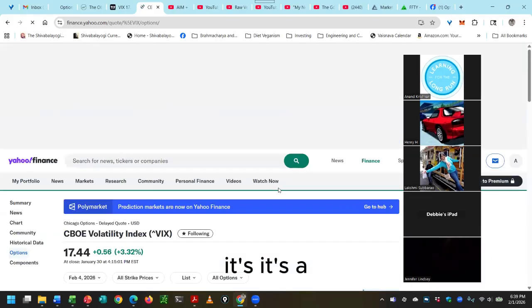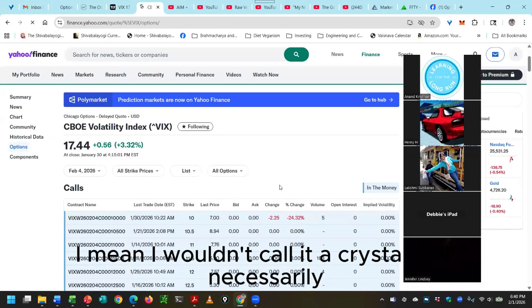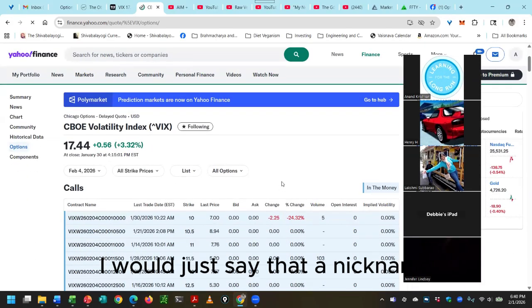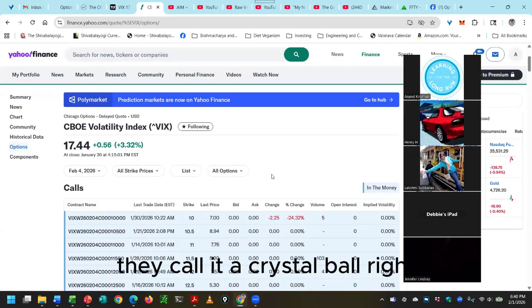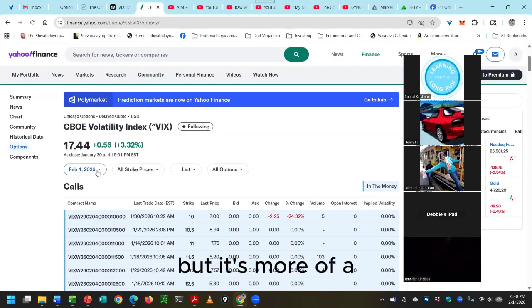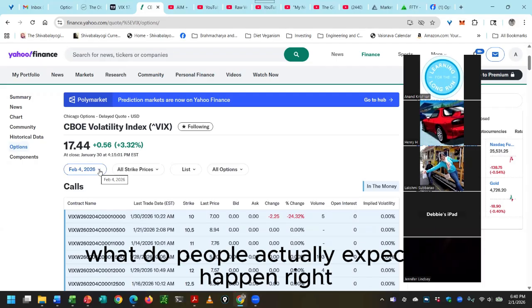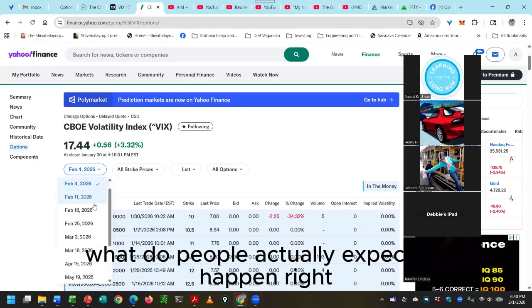Yeah, I wouldn't call it a crystal ball necessarily. It's just a nickname for it. People call it that, people who trade, like the expert traders, so to speak. They call it a crystal ball, right? But it's more of a, what do people actually expect to happen?